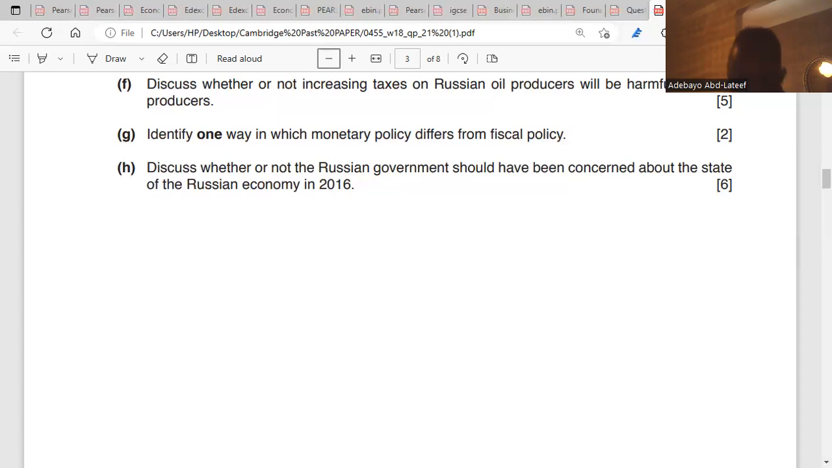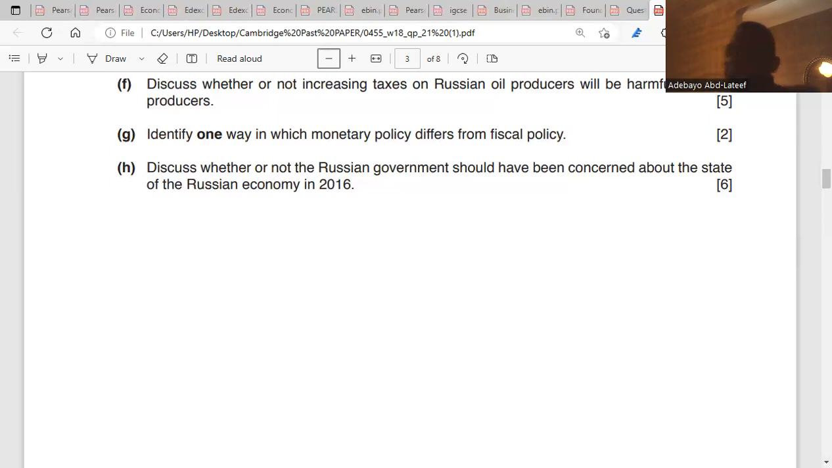That means that Russia is witnessing recession. And when you are witnessing recession, it means your economic activity is falling. So you should be concerned as a country. You should be concerned as part of the government. So the government should be concerned because the economy of Russia is witnessing a fall in economic activity, which is recession.